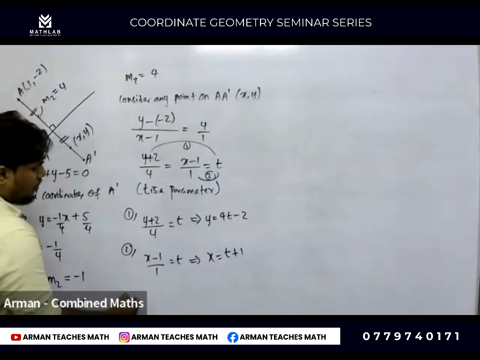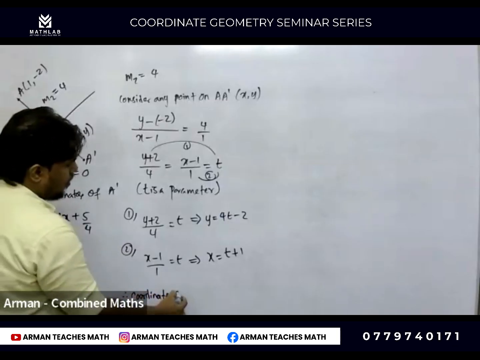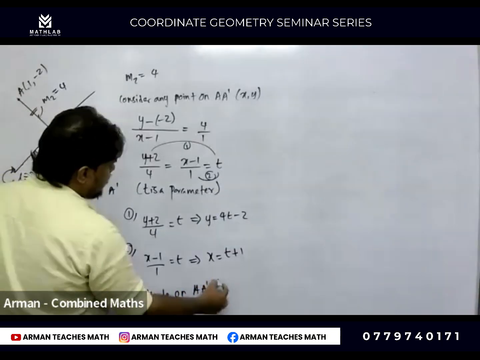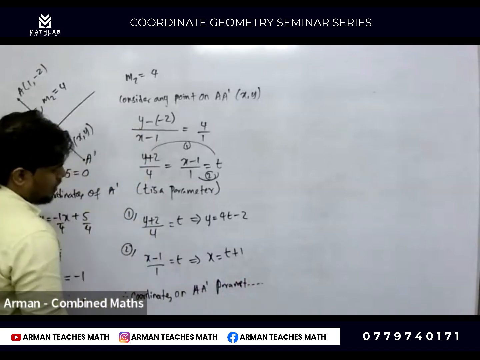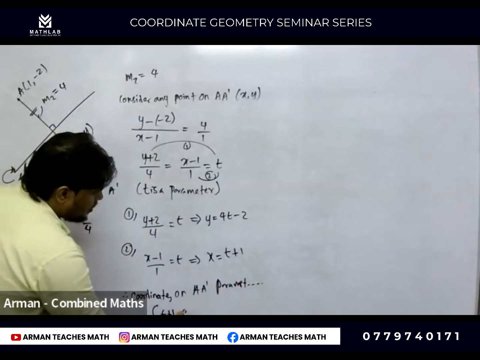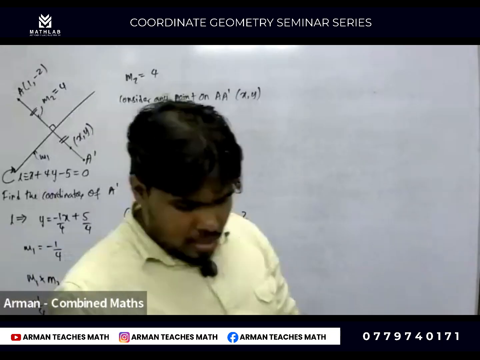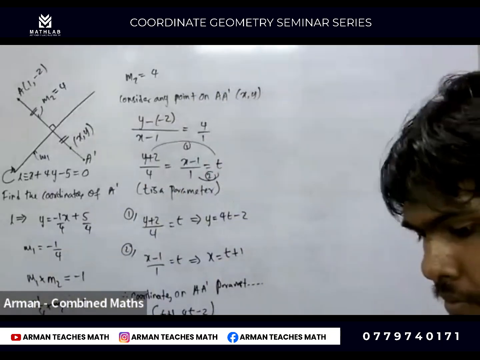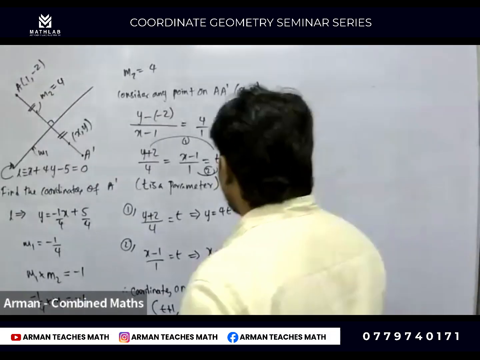Therefore, the coordinates of any point on A dash parametrically is going to be what? X coordinate is t + 1, y coordinate is 4t - 2. Any point on this A dash. Okay, so I think the last bottom part is not visible. It's any point on this A dash.